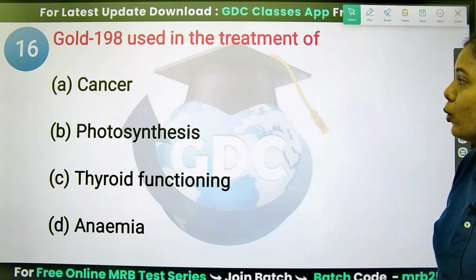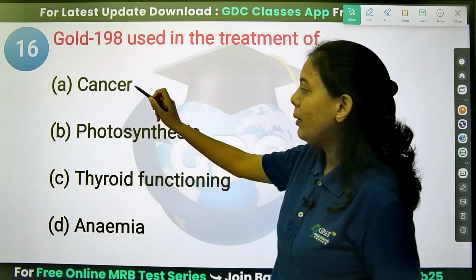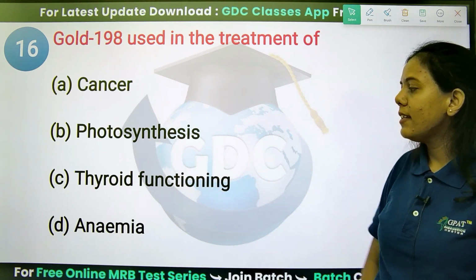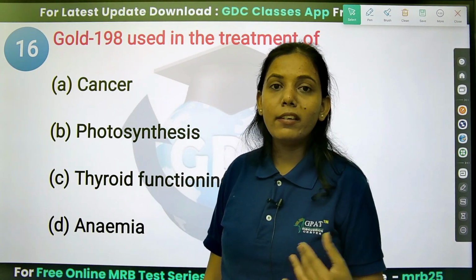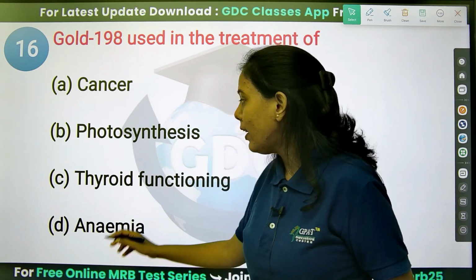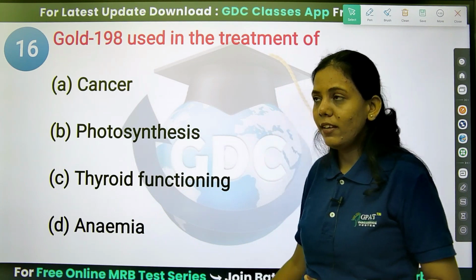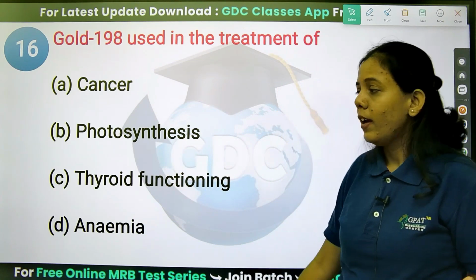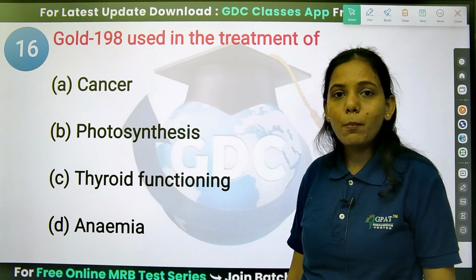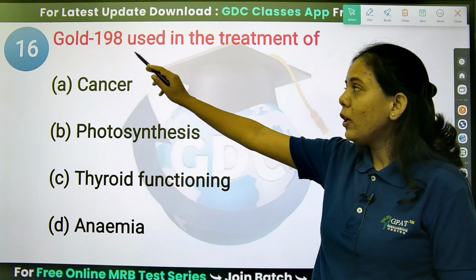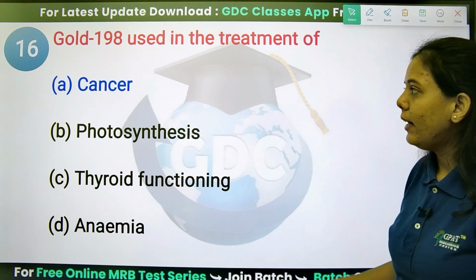Gold 198 is used in the treatment of, again we have seen this, cancer, photosynthesis, thyroid functioning, anemia. For anemia we use cyanocobalamin, that is nothing but vitamin B12, so option D is not the right answer. For thyroid functioning we are not using gold, we are using iodine. Photosynthesis is a procedure, so that is not used. But gold 198 is used in the treatment of cancer. So option A is the right answer.